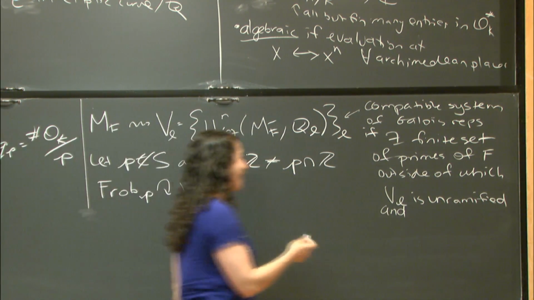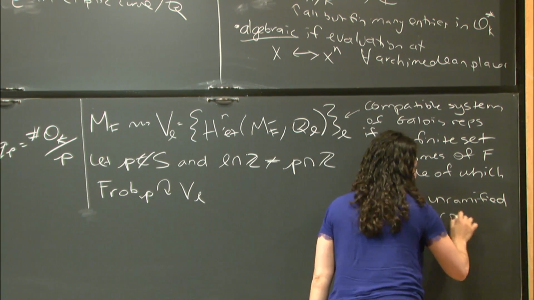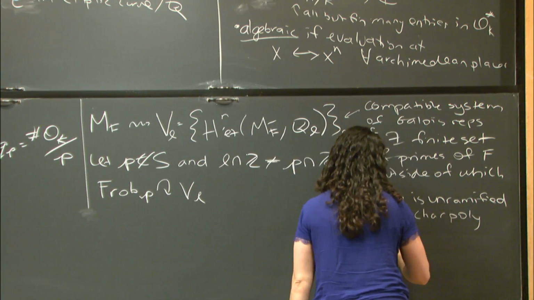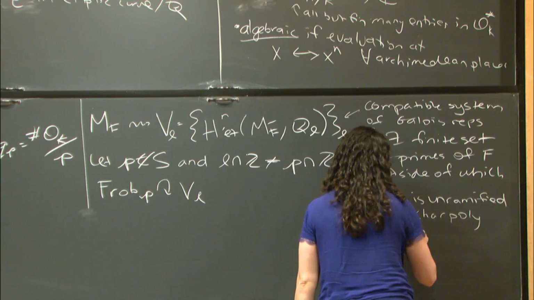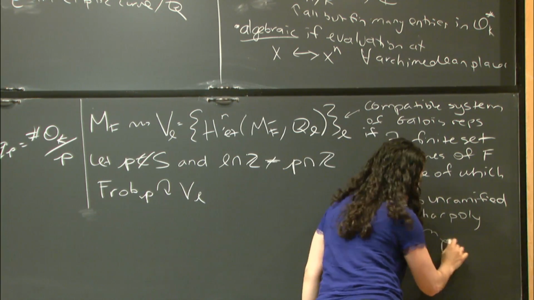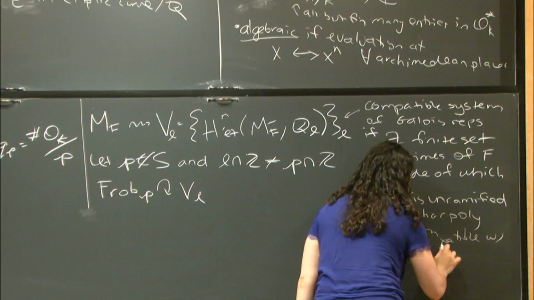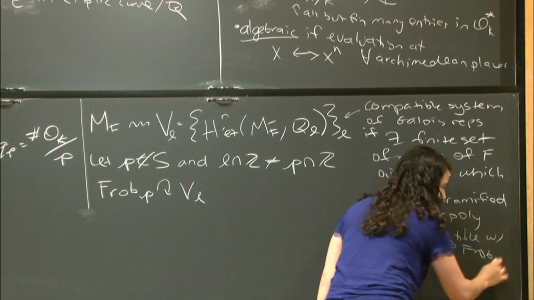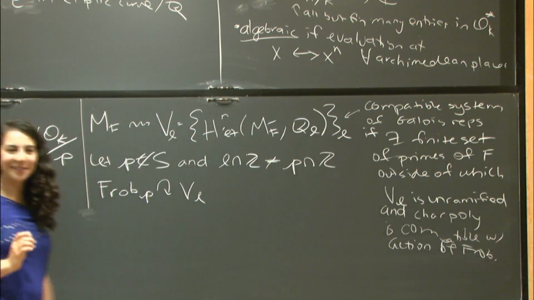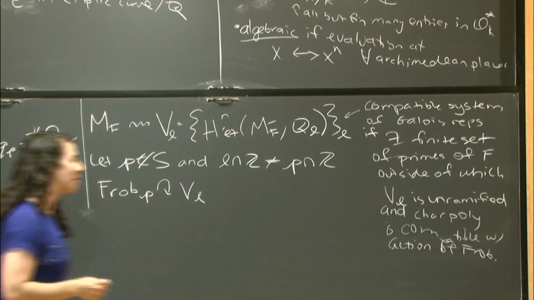Okay. So let's just say the characteristic polynomial is compatible with the action of Frobenius. Is that, you're satisfied with that? Okay. And we won't say what we mean by that.